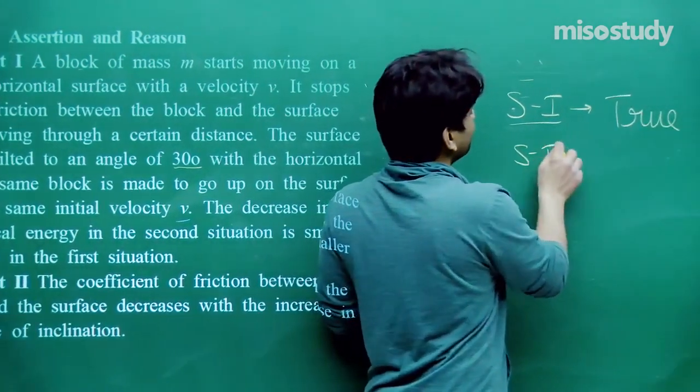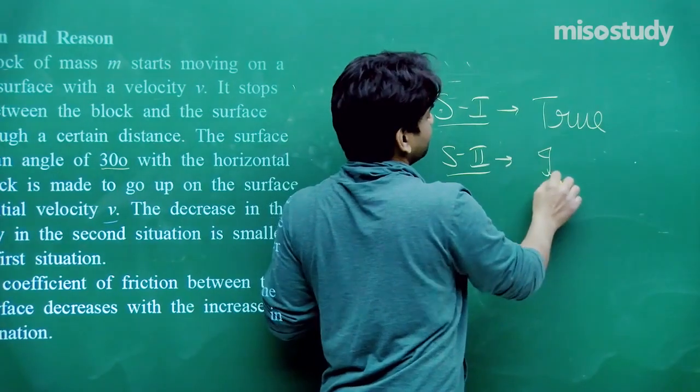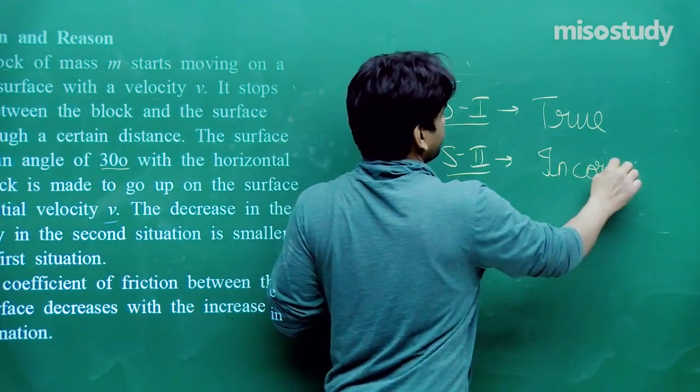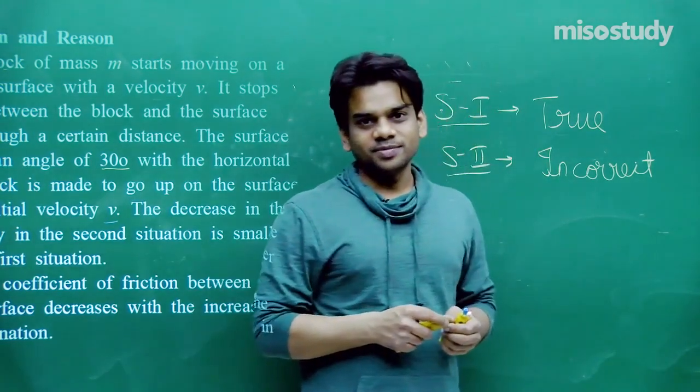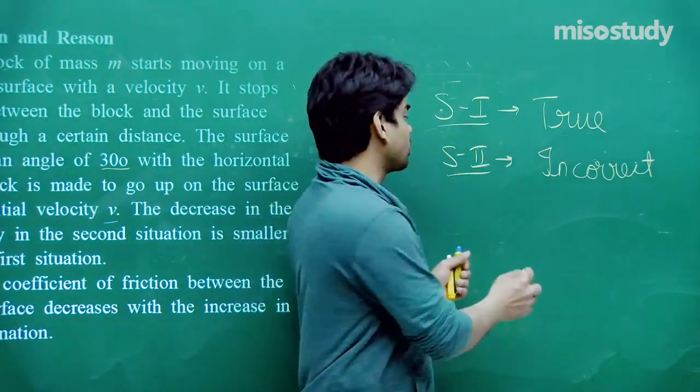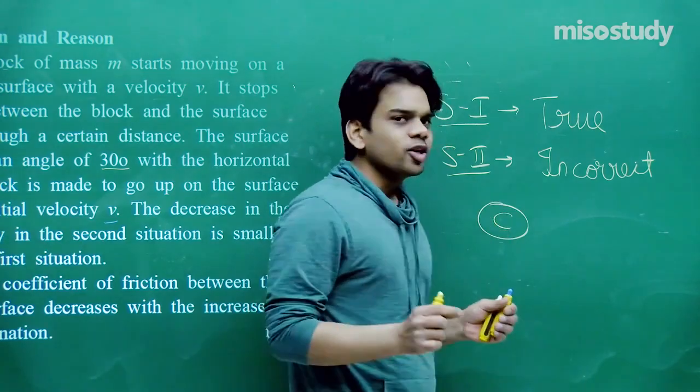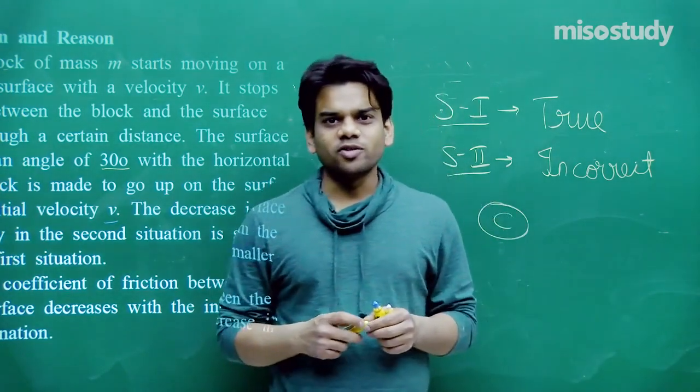Statement 2 is incorrect. Now, if one is true and the second is incorrect, this matches with option number C that you have to circle. You must be knowing what option you have to choose in the case of assertion and reason.